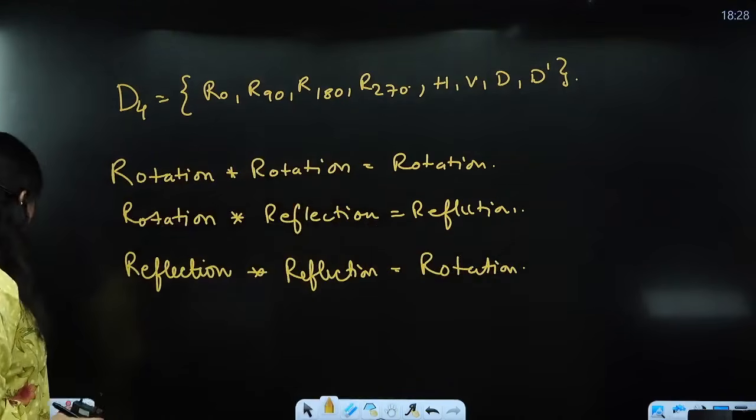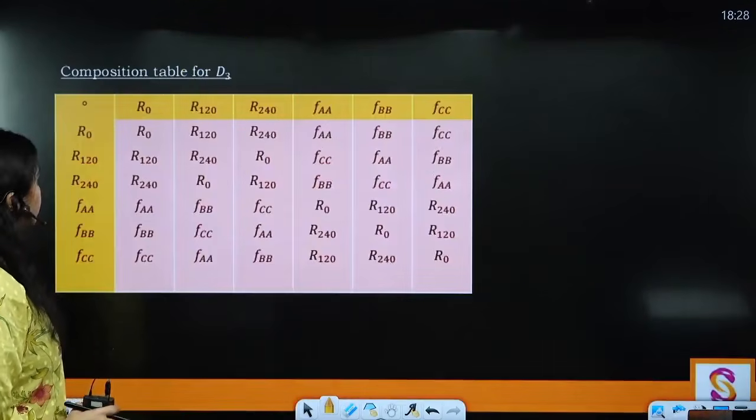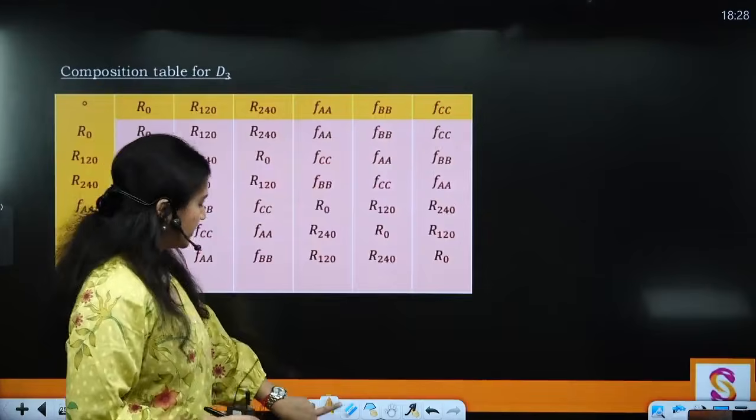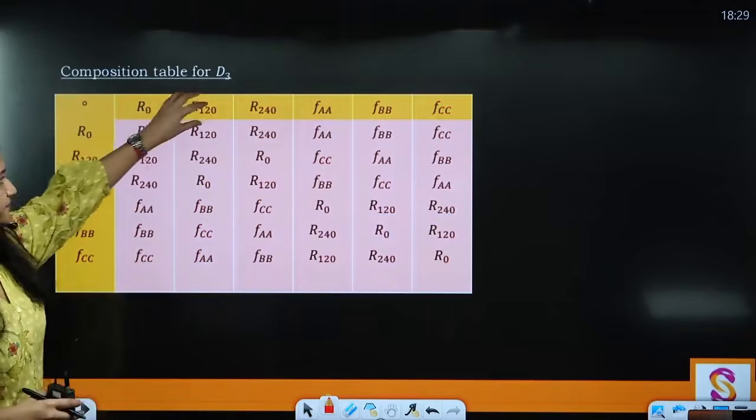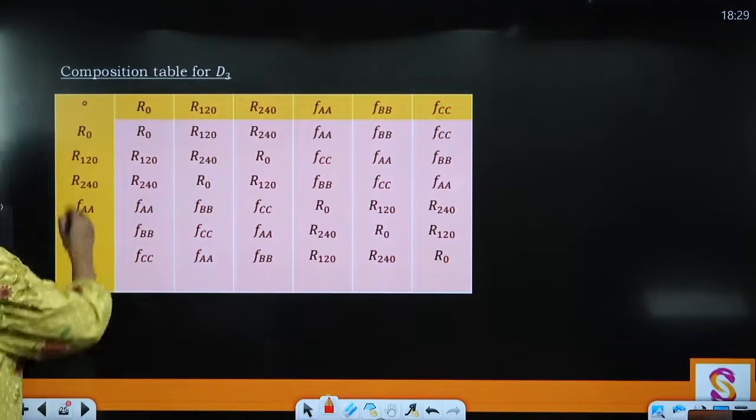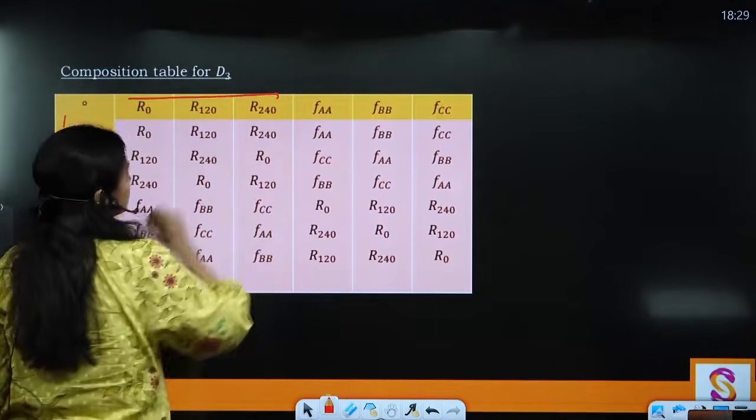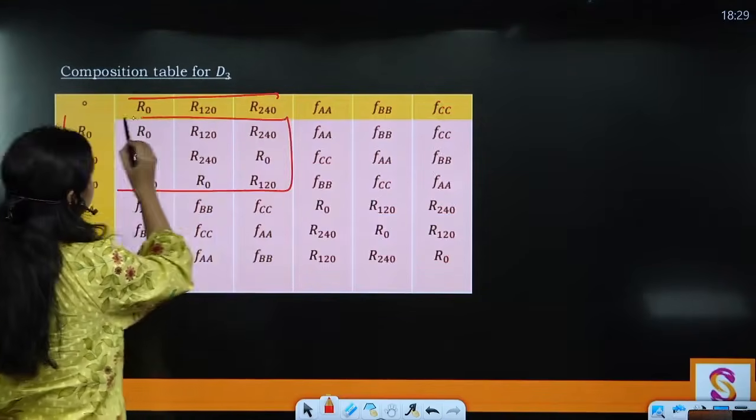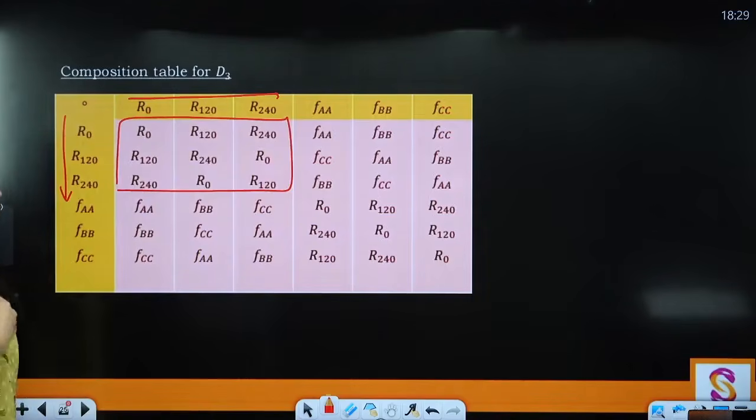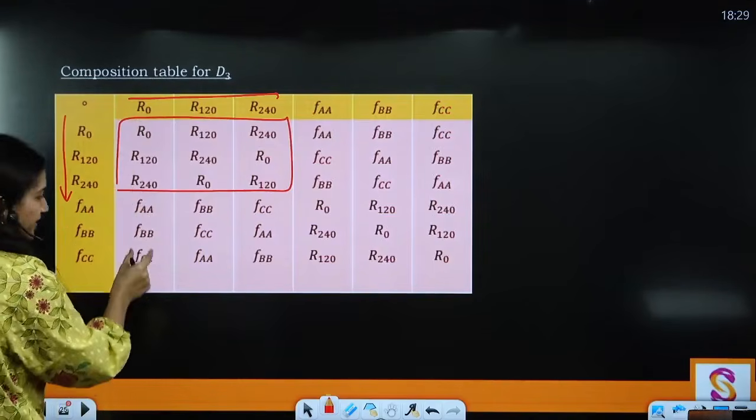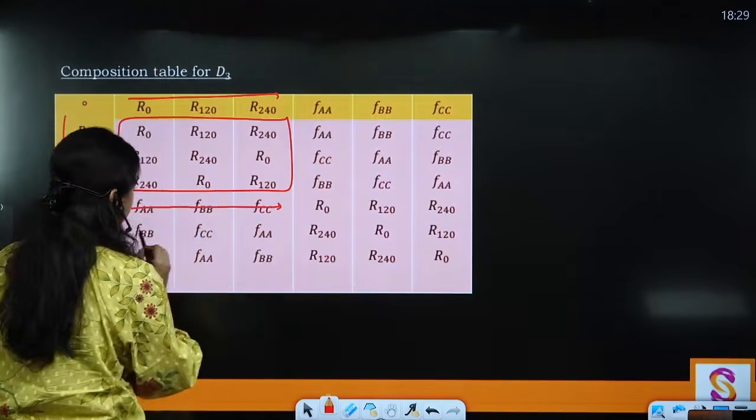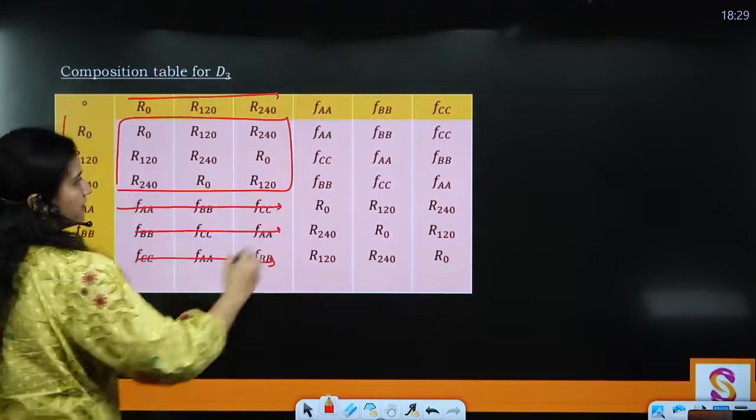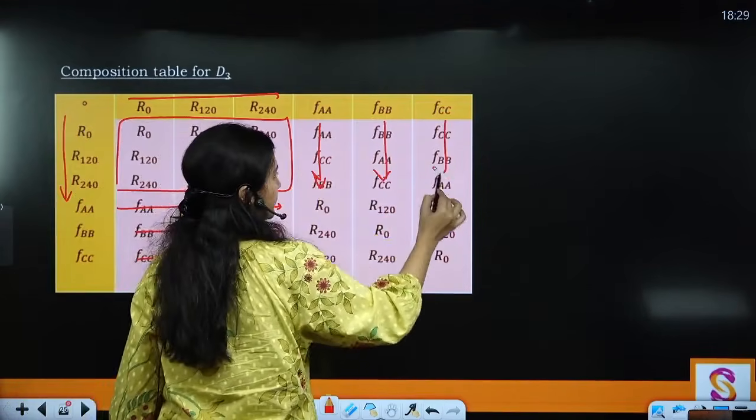Achha, one thing I forgot to discuss is that let us notice, when I'm combining two rotations, am I getting all the rotations? Now look, up to here there are all rotations. So all the elements till here in this box are rotations only, right? When I am combining one reflection and one rotation, I am getting reflection, reflection, rotation, reflection. So for all these, the elements are reflections only, right?